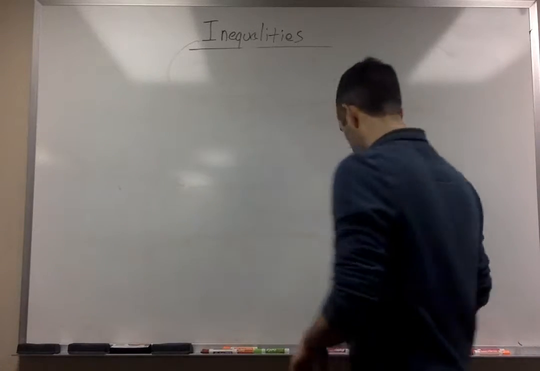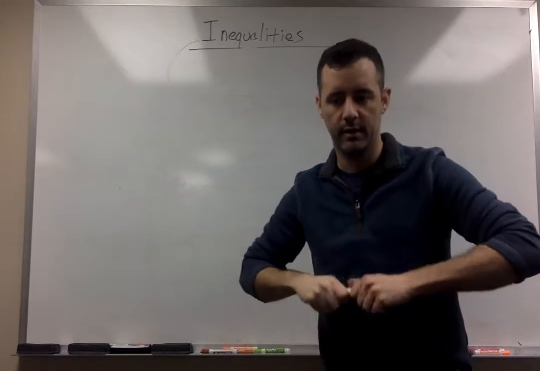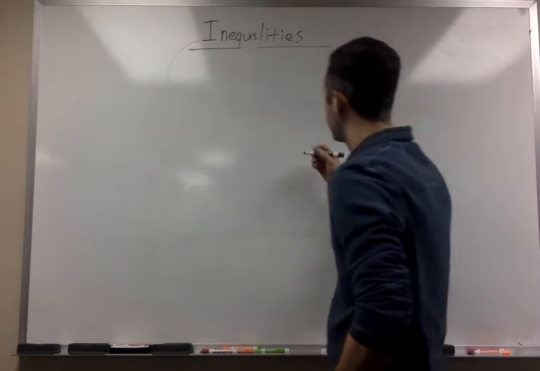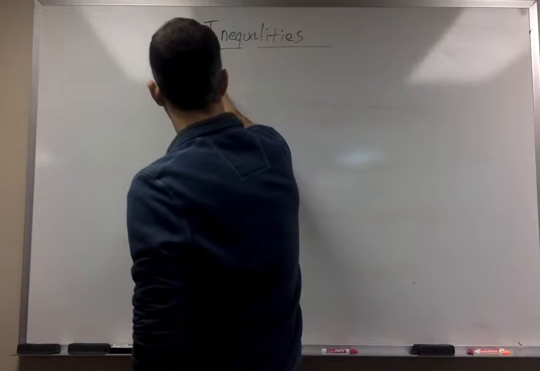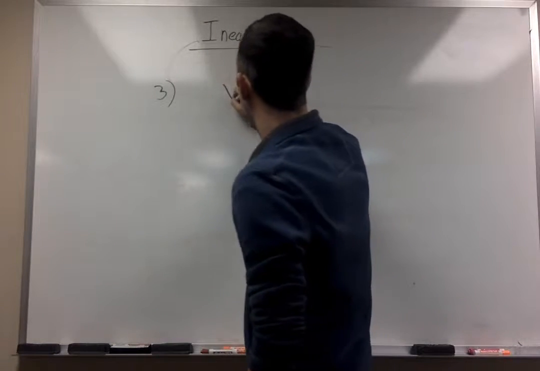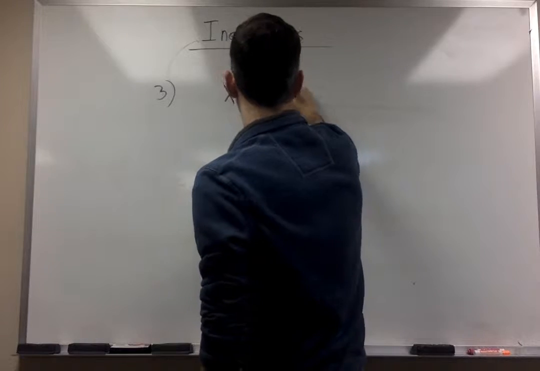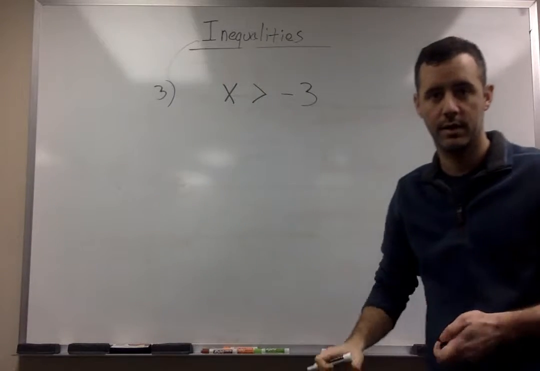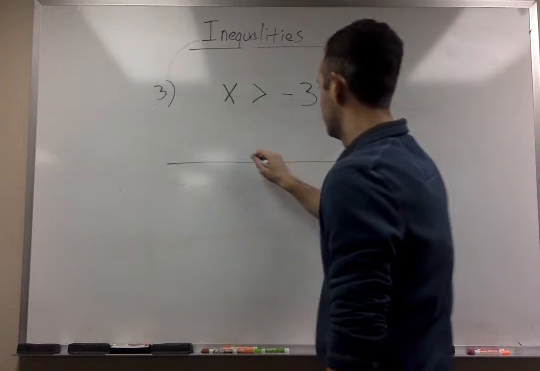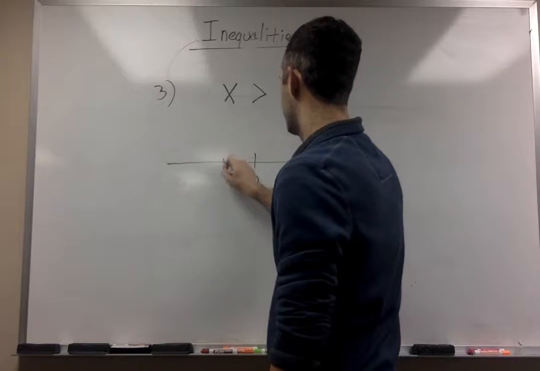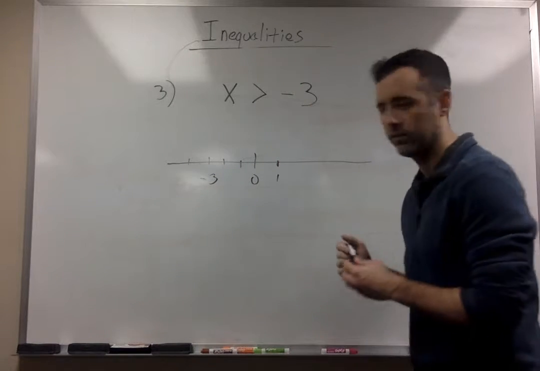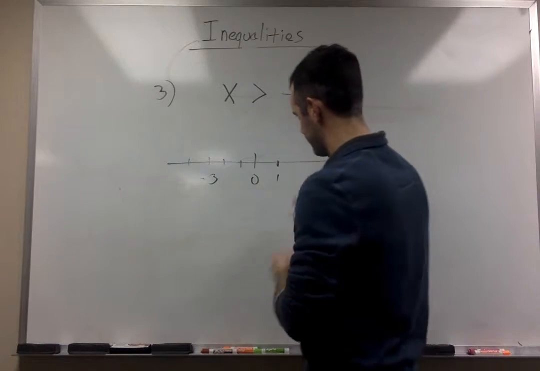Why don't we do one more example together, and then you'll have to answer a couple on your own, okay? So here's our third example. I'm going to call this one x is greater than negative 3, okay? So here's my number line. Here's 0, negative 1, negative 2, negative 3, right? And 1 over there, for example.